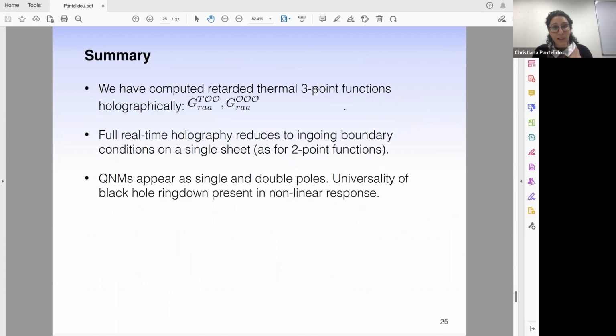Okay. And with that, let me summarize and conclude. So here I've discussed retarded 3-point functions, thermal 3-point functions for scalar operator. And I also told you, I didn't show you, that we can also get another 3-point function containing the stress tensor for free. We've shown that at least at the level of 3-point functions, we can use ingoing boundary conditions on a single sheet. And we've also shown that the universality between black hole ring down and nonlinear response does exist. And we only saw single and double poles in what we did.